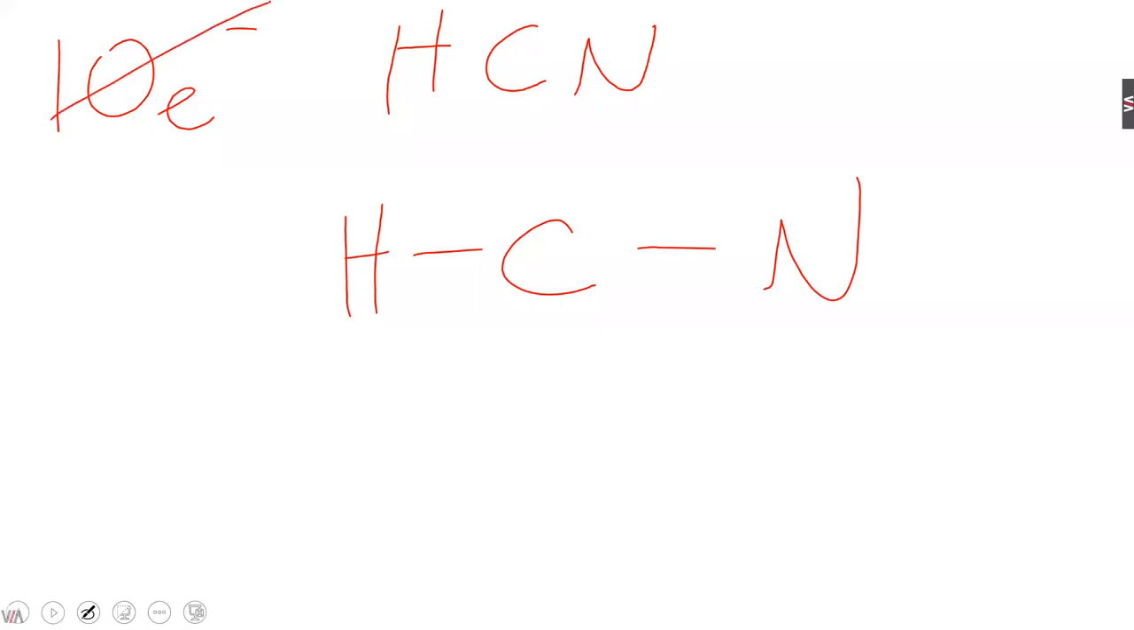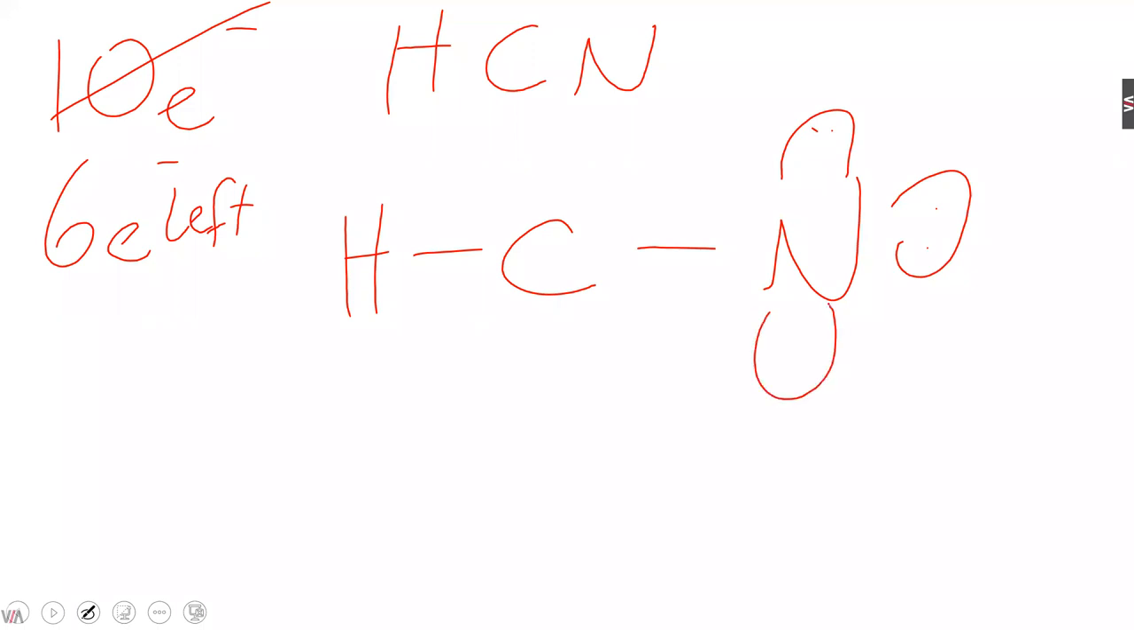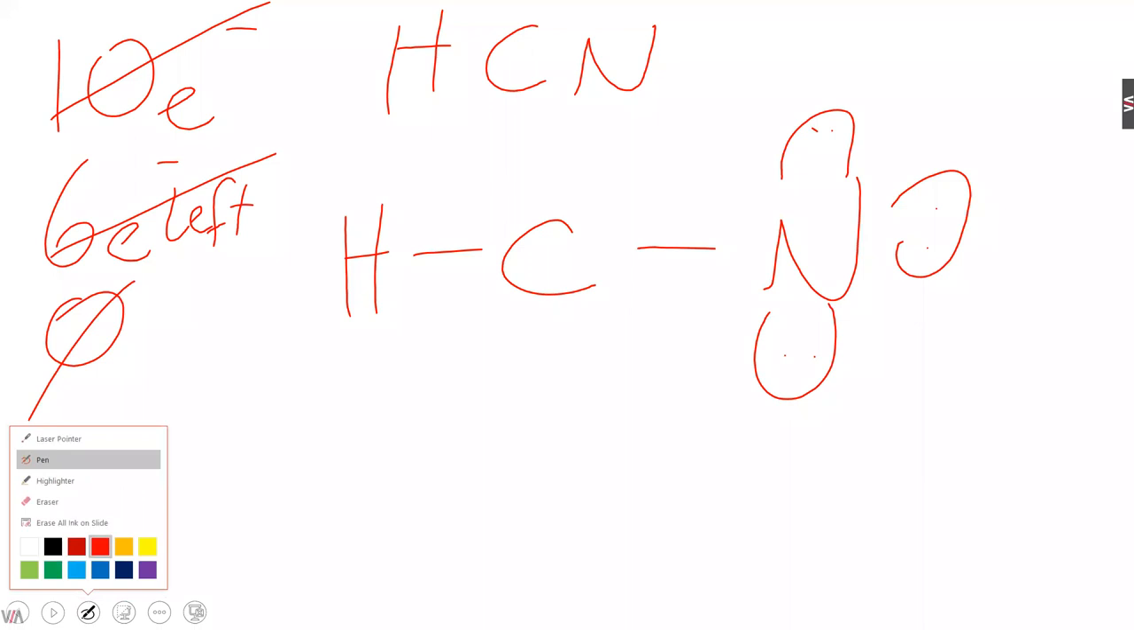Now, when we add our first set of bonds, we use 2 pairs, so we have 6 electrons left, right? And where do they go? The outermost ones, which of the outer atoms? Hydrogen can't take any more electrons. So the 6 electrons that we have left have to go to the nitrogen. Are we done? No, just like before, right? The carbon still needs 2 more pairs, right?